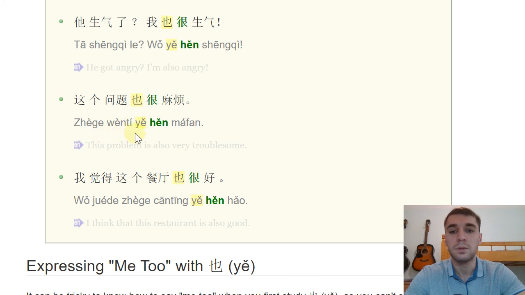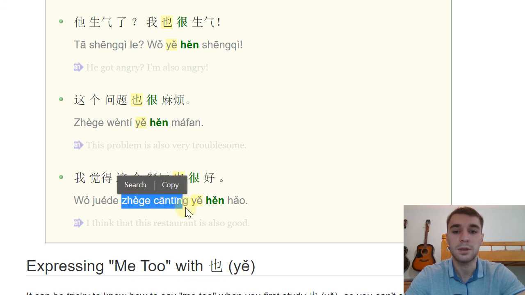Okay, 这个问题也很麻烦。This problem is also very troublesome. So 麻烦 troublesome. 问题 problem or question. I think that this restaurant is also good. 我觉得 means I think. 觉得 think. 这个餐厅 restaurant, this restaurant 也很好。Also, you can say 饭店 for restaurant.